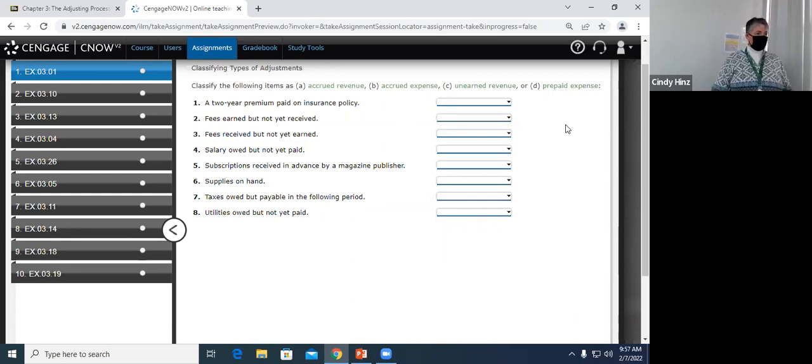So, first one, a 2-year premium paid on an insurance policy. We've discussed that specific example in an earlier class. That is an example of a prepaid expense. So from an accounting standpoint, here's what would happen. We paid for the 2 years worth of insurance. But the insurance is then going to benefit us over the next 24 months, right? So when we pay for it, we don't want to record the entire expense in that same period.